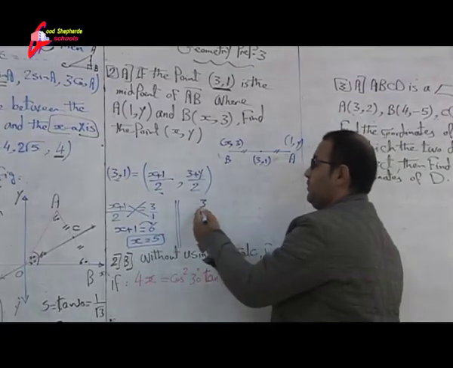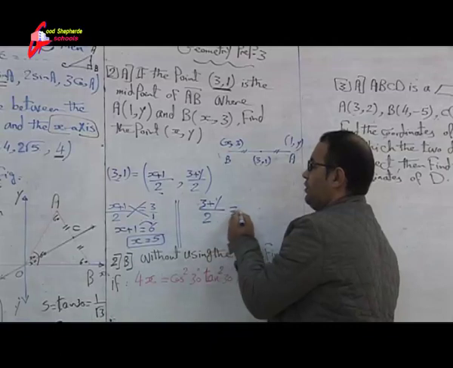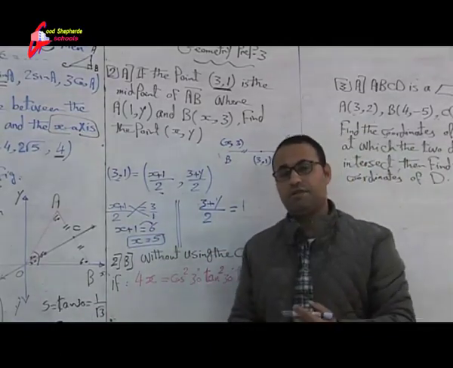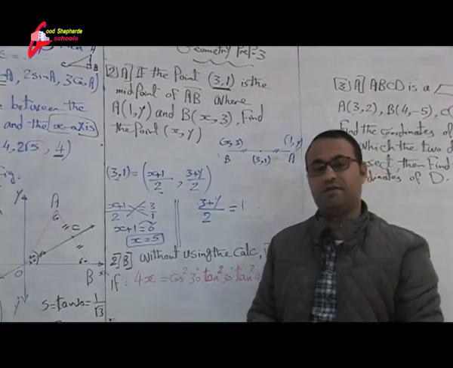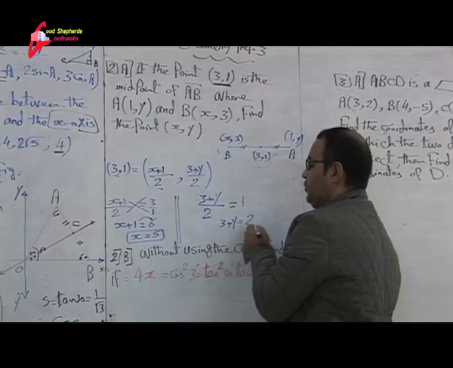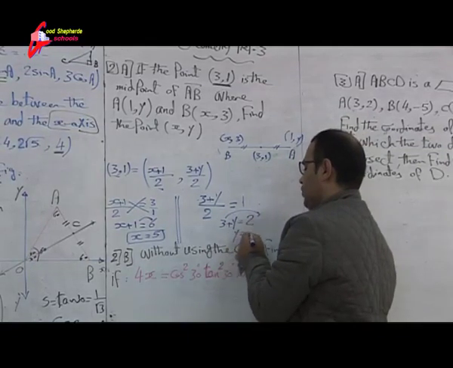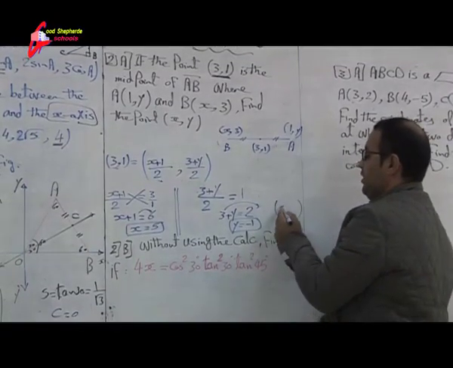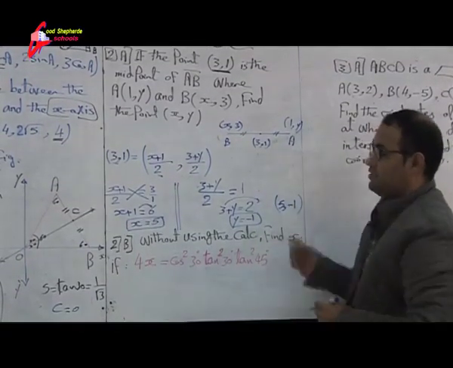Here, 3 plus y over 2 equals 1. Two things over each other equals 1, so these two things are equal. So we have 3 plus y equals 2. The answer will be negative 1. This is x and this is y. So the point will be (5, -1). This is x and y.